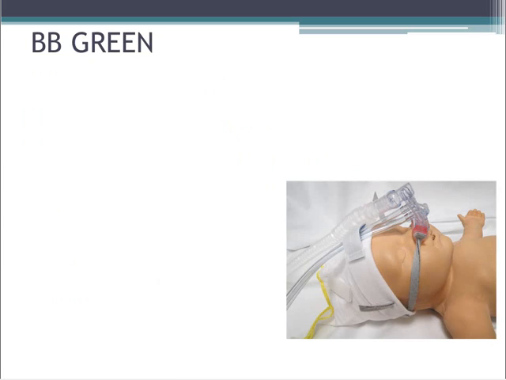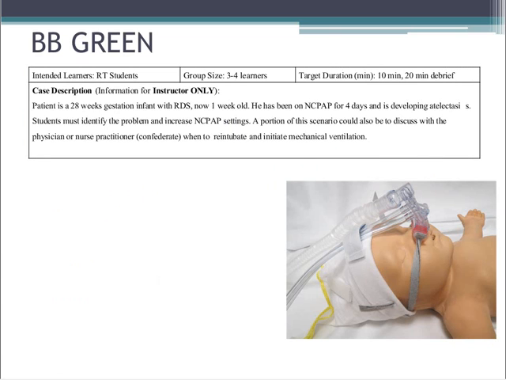To begin at the very beginning of the form, baby boy Green is introduced, and there's one section of the table that's really just to introduce the case to the instructor, talk about who the intended learners are, what size the intended group should be, and how long we think the case would be, somewhere around 10 minutes with 20 minutes of debriefing, and then a description of the case.